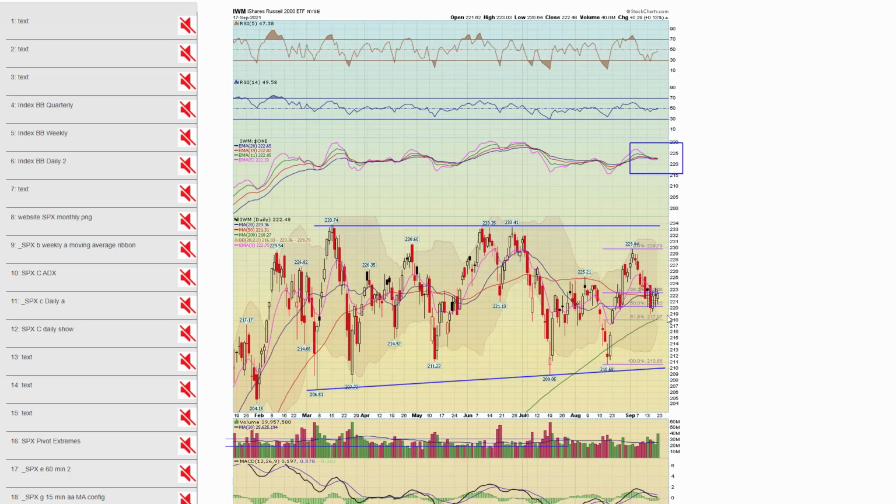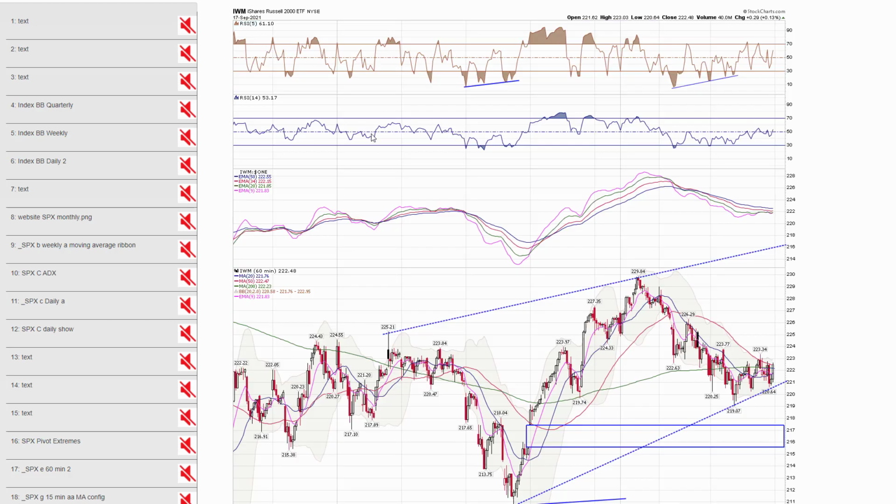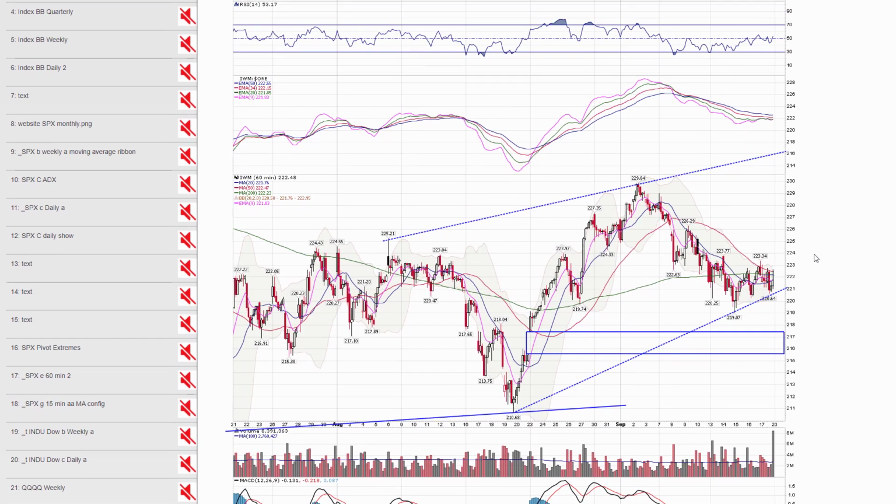Here's the daily. Exhibited strength last week in the last couple days. Something interesting. But it's been a lot of chop, quite honestly. Finally, here's a 60-minute chart. Something to monitor: this trend line. Should it go down, let's say it were to break down, there's an open gap here to monitor. It could be a target.